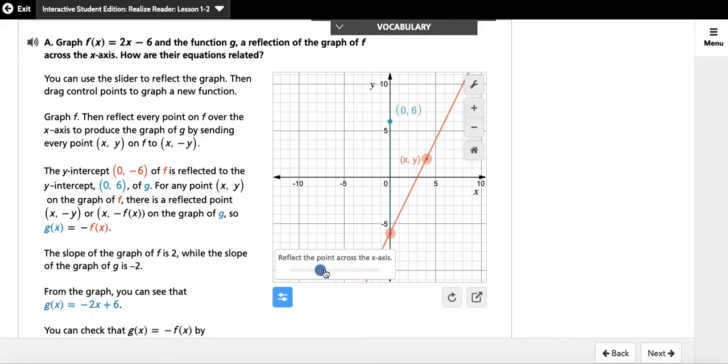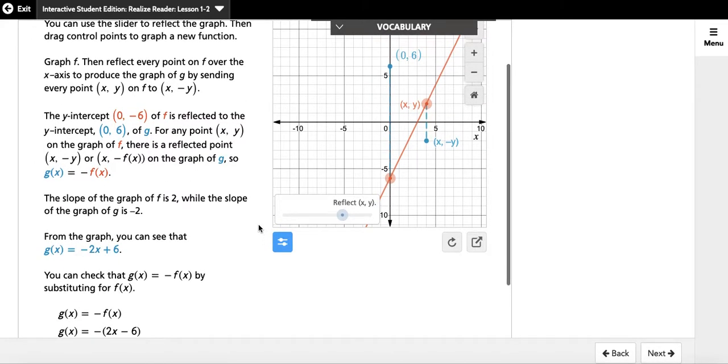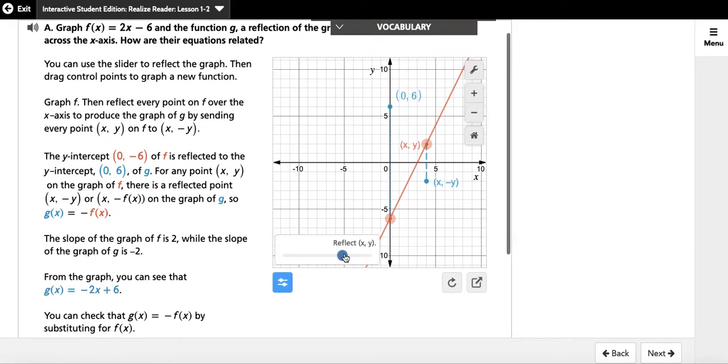The x stays the same, and the y value gets changed. The sign gets changed. So instead of (x, y), it's going to be (x, negative y). Then let me get to the graph. When I graph those 2 points and connect them, I have this equation.